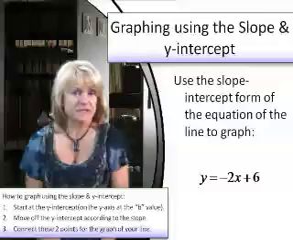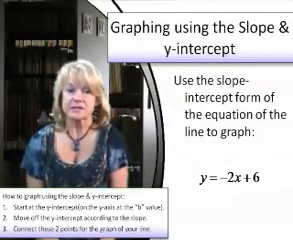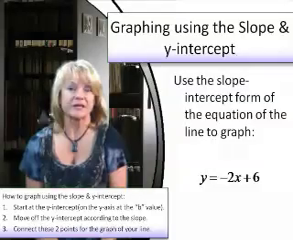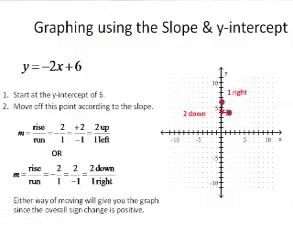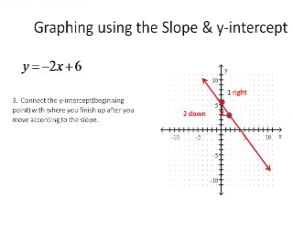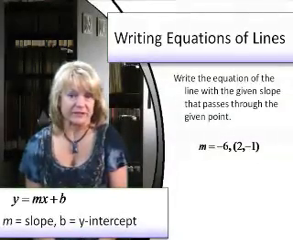Here we will start at 6 and then move according to the slope of -2. Since this slope is an integer, we will need to write -2 over 1. Again, we have one of two options in moving according to the slope. Just make sure in the end that your line has negative slope. Connecting the 2 points for your graph. Let's go back to writing equations of lines.